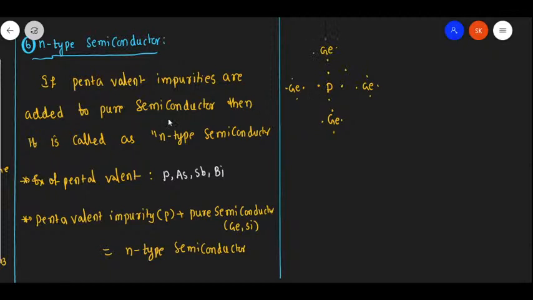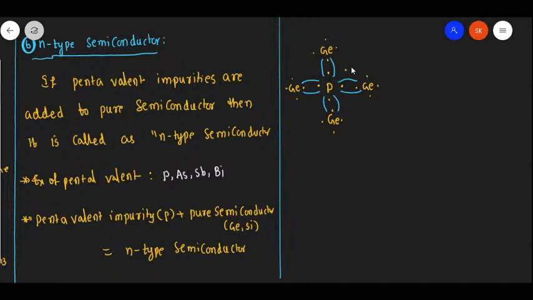Now, we will draw the bonds. This phosphorus has 5 valence electrons. Of those, 4 valence electrons form 4 covalent bonds with the 4 neighboring germanium atoms. And phosphorus has one more extra electron. This extra electron is not in a bond, it is free.